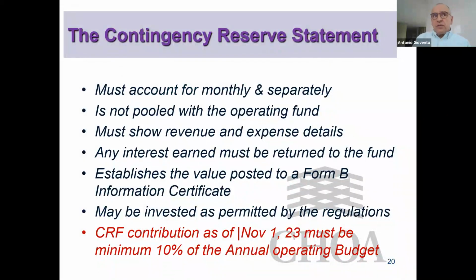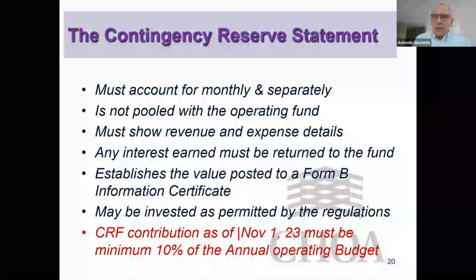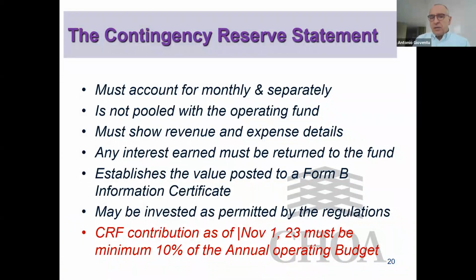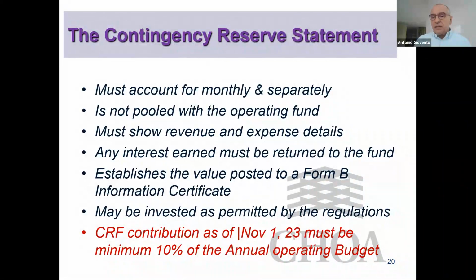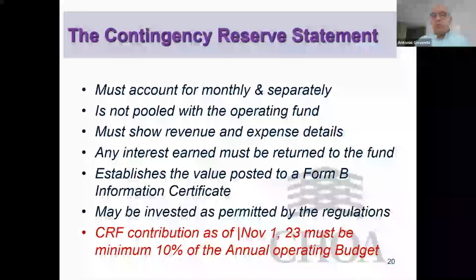The contingency reserve statement is also crucial. You have to account for it monthly and separately. If you're in a small strata, you don't necessarily require a separate bank account. But what you do have to account for is the value of each of the funds separately. You don't pool it with the operating fund in a reporting sense. If you can afford to have 2 separate bank accounts, that's fine. But for a small strata, it's not absolutely essential.